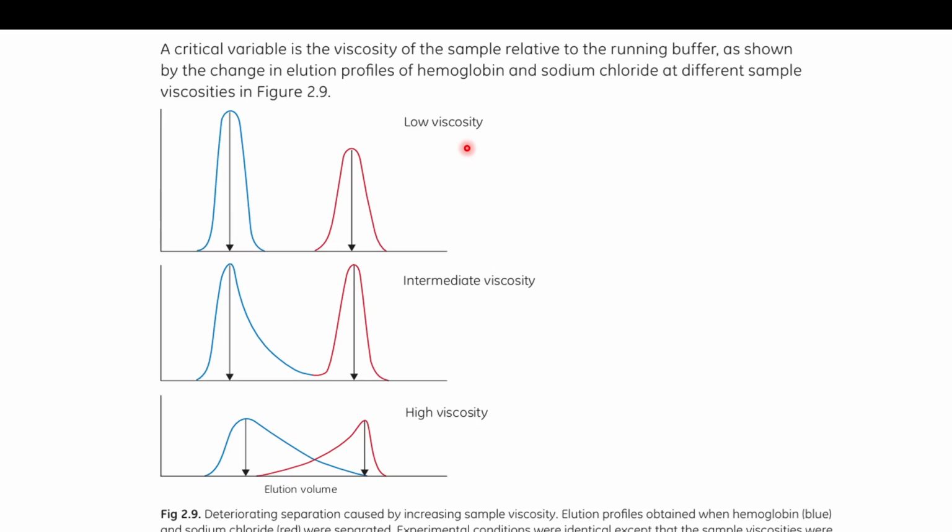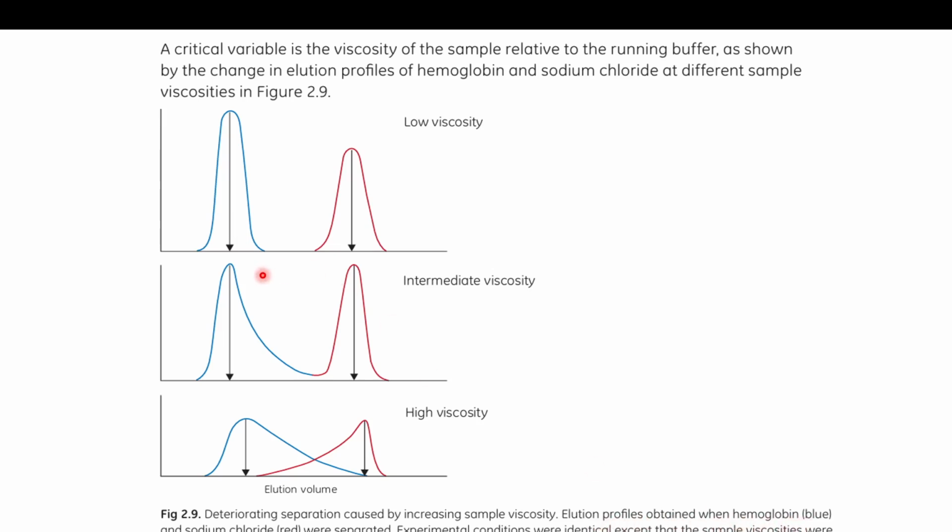Okay. So now we were talking about viscosity. If the viscosity of the medium is lower, this will be well separated. Okay. Sodium chloride is coming out later. Hemoglobin has come out much earlier. If the viscosity is intermediate, then as the viscosity increases, the separation or resolution between the two peaks will be dampened, or it will decrease. So deteriorating separation caused by increasing sample viscosity.